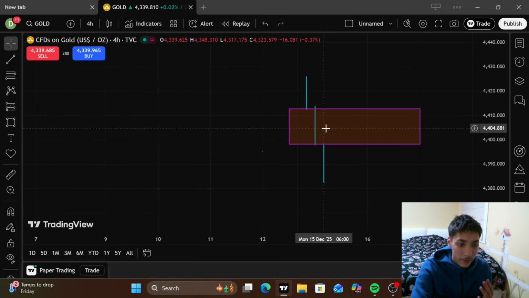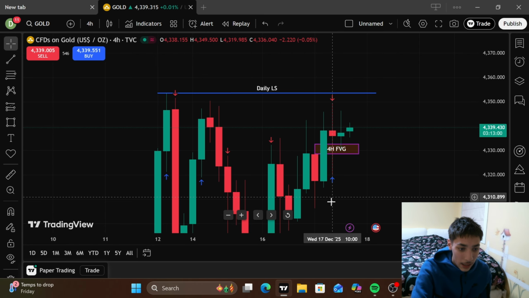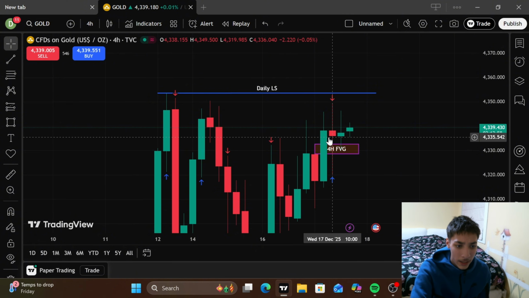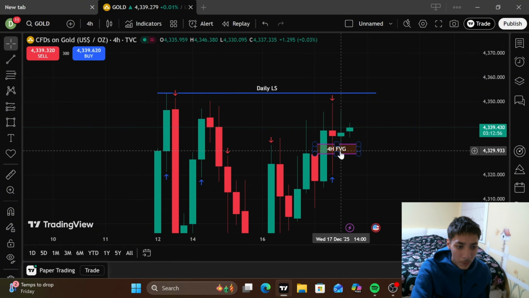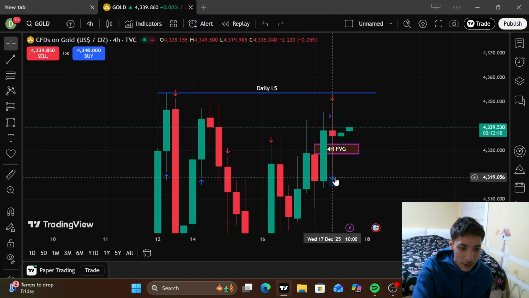I thought this was a valid fair value gap. I didn't see that there was a super large wick to the downside that basically invalidated that fair value gap. I thought that this gap right here was the size of a fair value gap, like a true fair value gap. And I don't know how I didn't see this large wick down here, right?